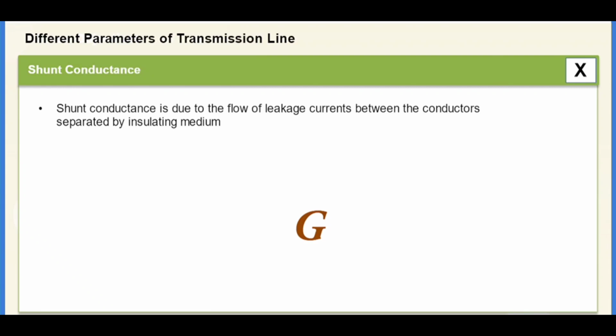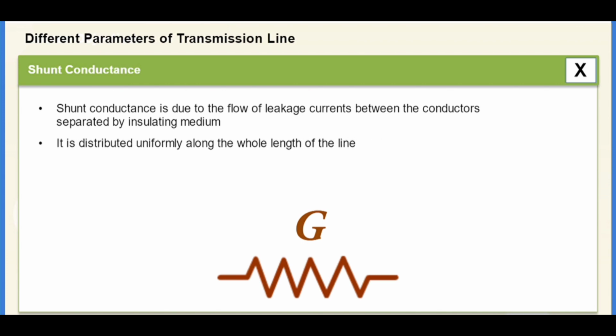Shunt conductance is due to the flow of leakage currents between the conductors separated by insulating medium. It is distributed uniformly along the whole length of the line. Represented by the symbol Y, it is measured in Siemens.